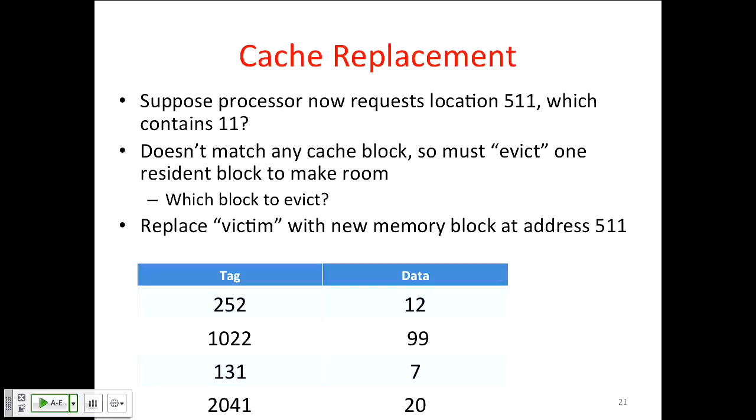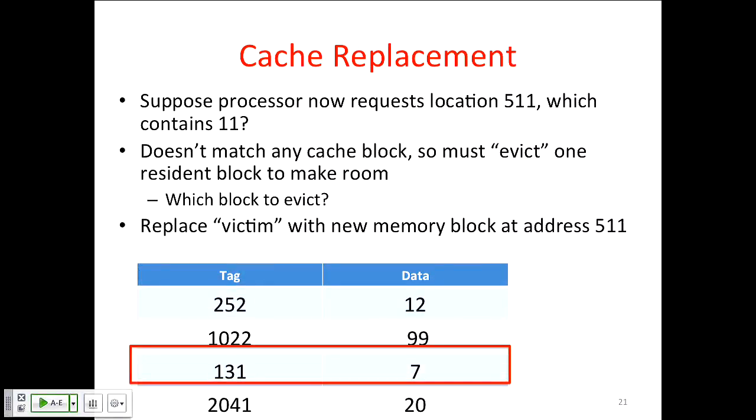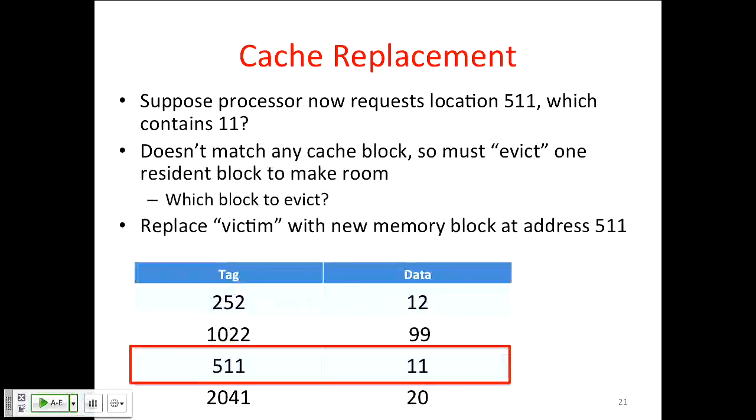Let's assume you have some way of picking the victim, and then we'll overwrite it. So say we request location 511. Nothing matches here right now. There's a miss. So I'll pick this one to victimize. It gets kicked out and replaced by 511 with its data there. So that's cache replacement, the process of kicking somebody out.